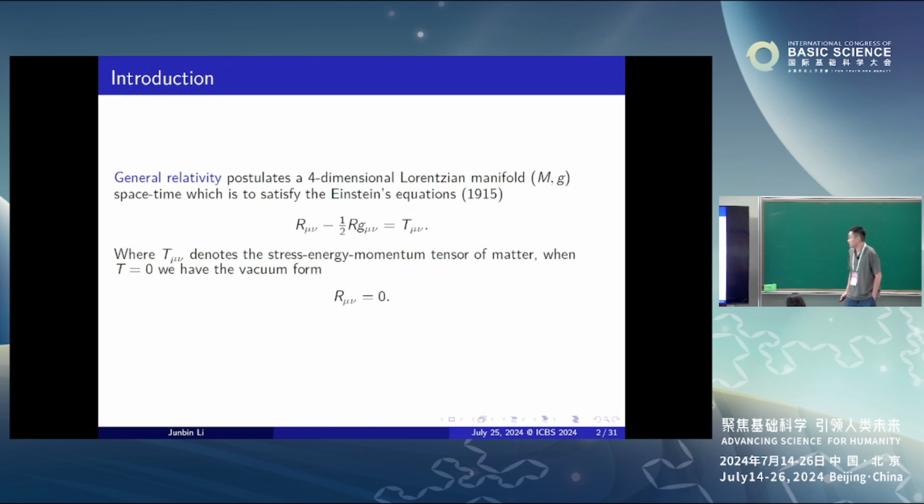General relativity is a theory of gravitation introduced by Einstein. It uses a four-dimensional Lorentz manifold to model gravity. The Lorentz manifold should satisfy the Einstein equation. The left-hand side is the Einstein tensor, and the right-hand side is the energy momentum tensor of the matter field. When we set T equals 0, we call this the vacuum equation, which is equivalent to the Lorentz manifold being Ricci flat.